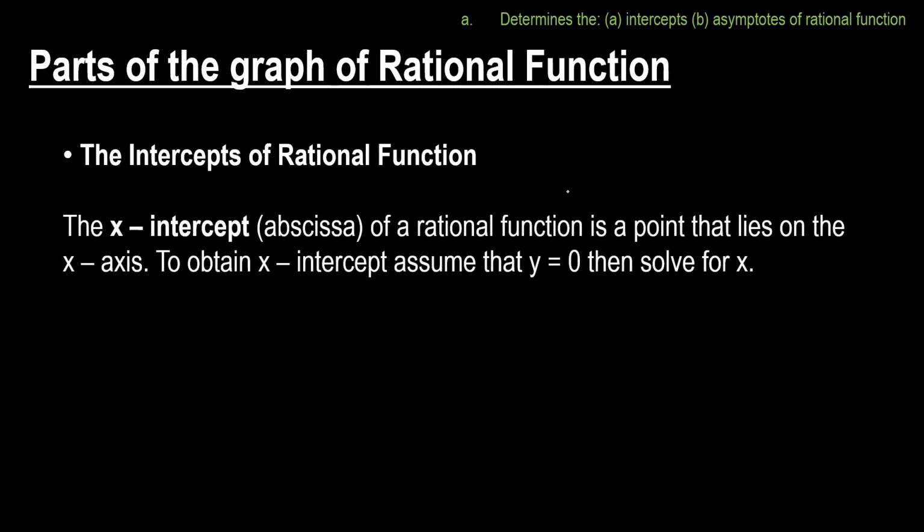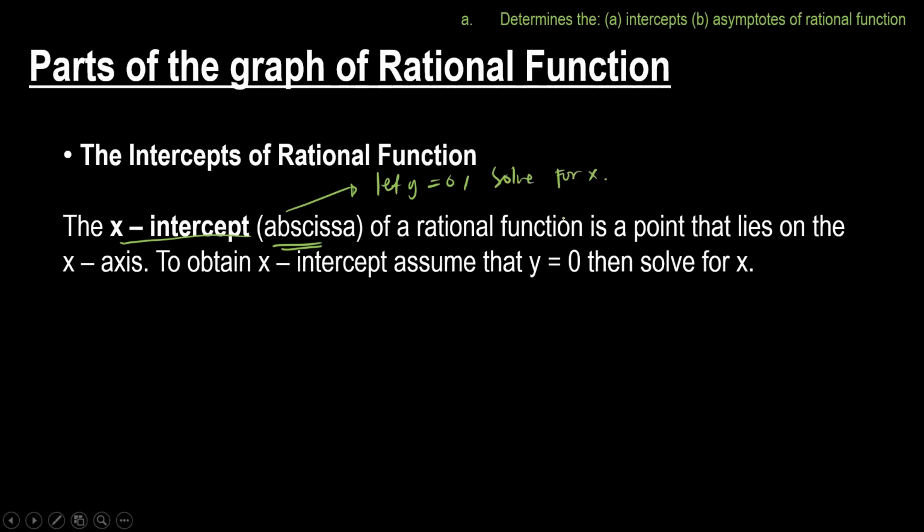Parts of the graph of a rational function. We need to first determine the intercepts of a rational function. The x-intercept, also known as the abscissa, of a rational function is a point that lies on the x-axis. To obtain the x-intercept, assume that y is equal to 0, then solve for x. Again, to get the value of the x-intercept, we let y equal 0, then solve for x.